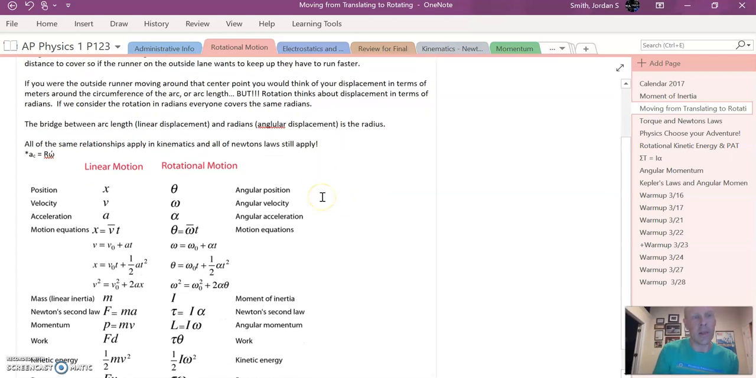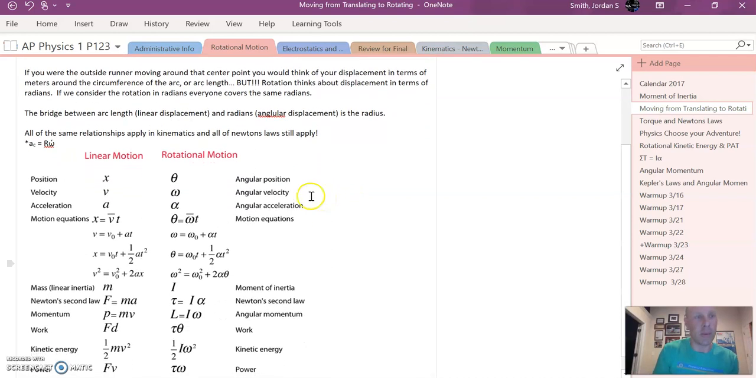Now, looking at linear motion and going back through kinematics, we had position or displacement, velocity, and acceleration. Position was meters, velocity was meters per second, and acceleration was meters per second squared. And then we had all of our motion equations, so our constant velocity equation and our 3 kinematic equations. And then mass was listed as m, but was really basically an indicator of inertia. The more mass something has, the more inertia it has.